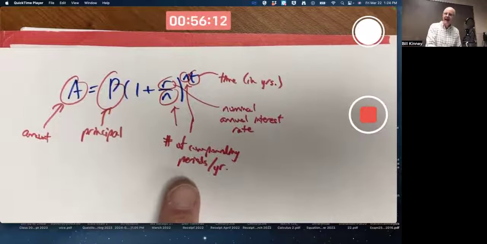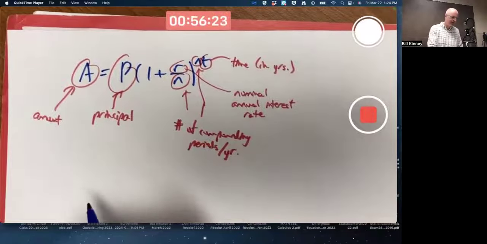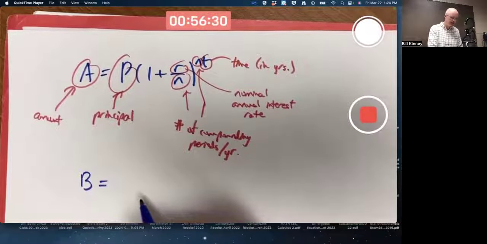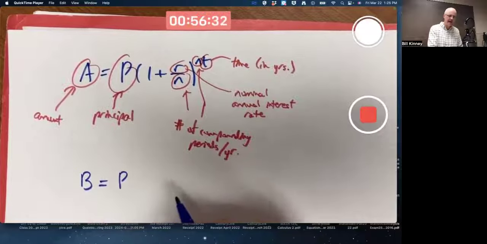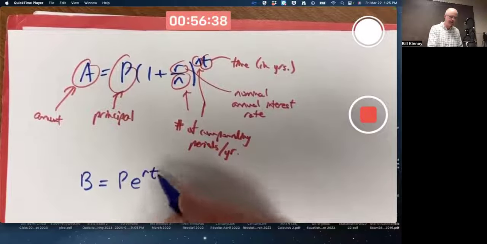Usually with banks, N is 4 or 12. 4 would be every 3 months, quarterly. 12 would be monthly. But the corresponding continuous formula involves the number E. And let me use B instead of A, because that's what the book does. I still will use a P, and I'll still use an R for the interest rate, but it's going to be a continuous interest rate in this case.